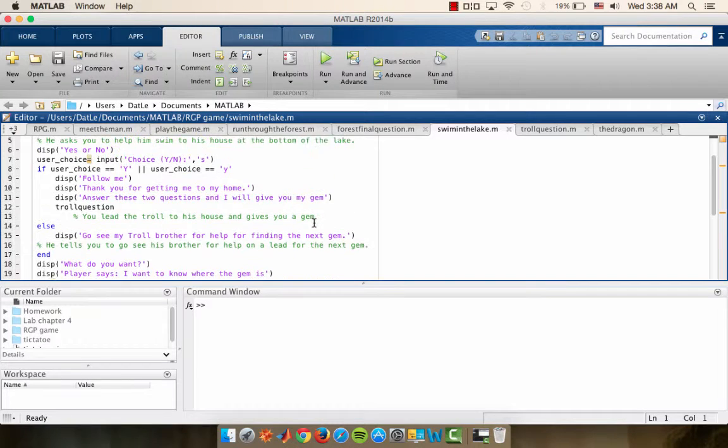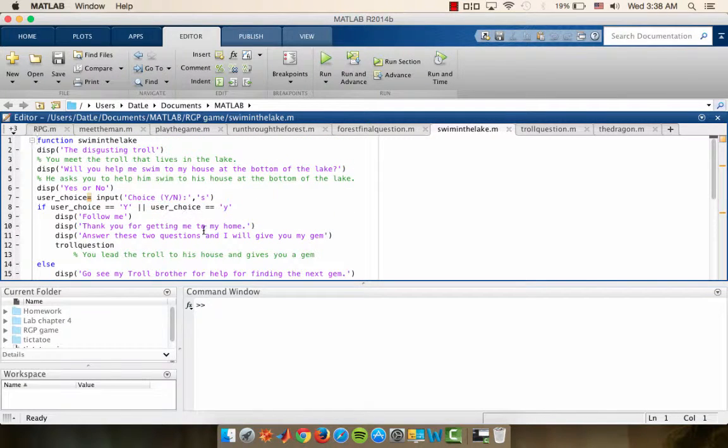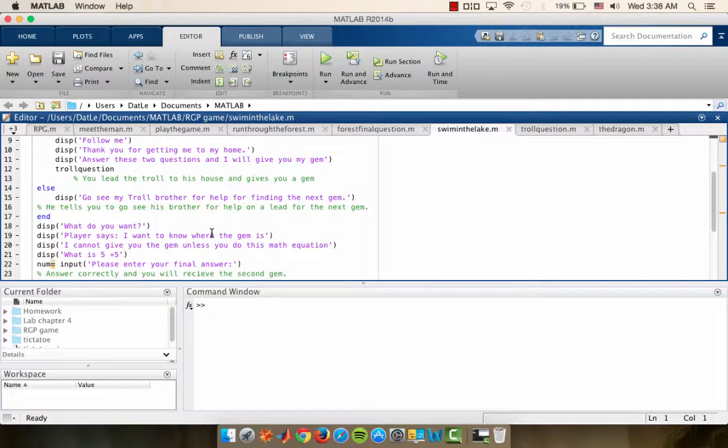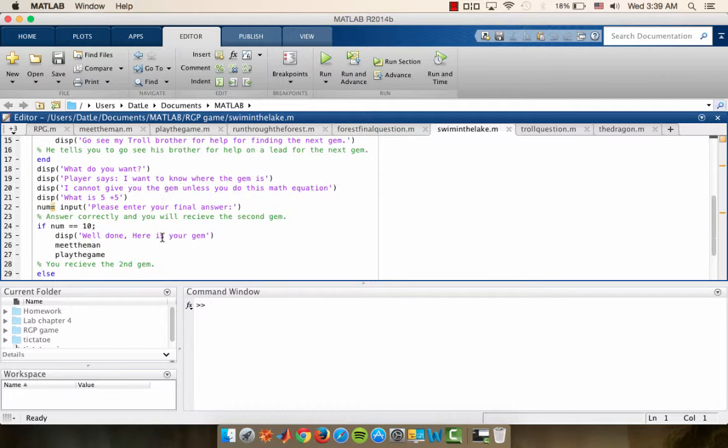So if you answer yes and you help him to his house, you will get a gem from that, and then afterwards he will tell you to go to his brother, and he will give you help to find the next gem. And then there you have to answer another question, and if answered correctly, you will receive the second gem. But if answered wrong, you return to the Meet the Man function. And then you have to play the game again and solve the question correctly.